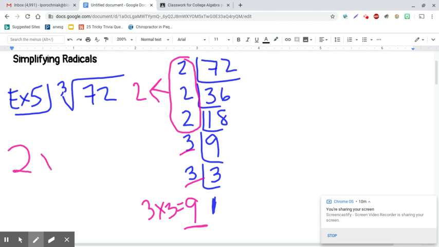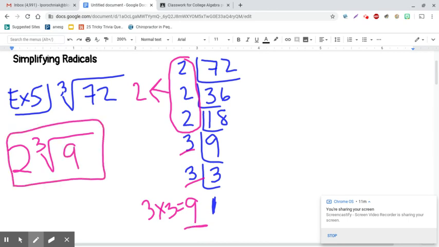So 2. Now, guys, this is very important. You have to put your little 3 there. If you don't put your little 3 there, you're going to think it's the square root. Because for the square root, you don't have to show that 2. It's implied. It's just like the invisible 1 on a variable. It's there, but it's invisible. And then inside, guys, was our 9. So the answer for this is 2 cubed root 9.